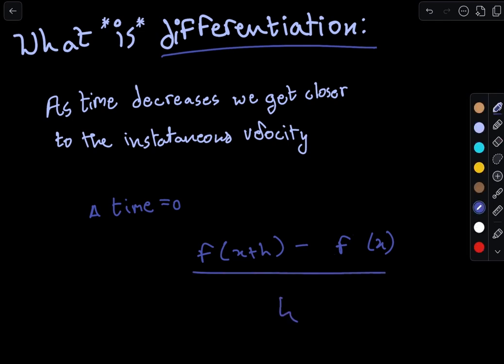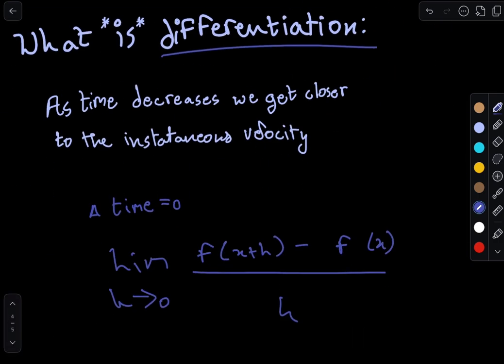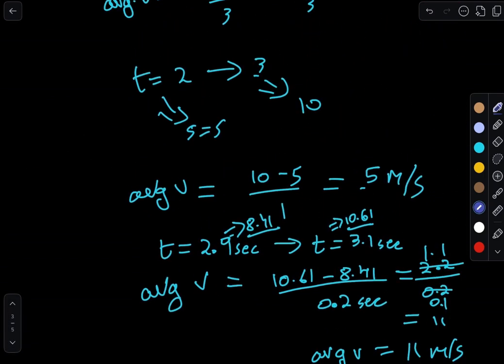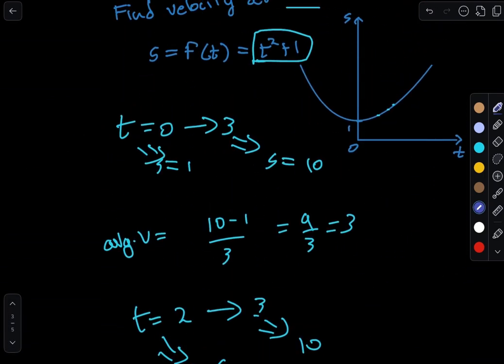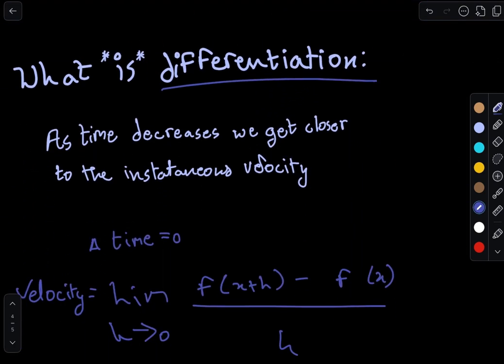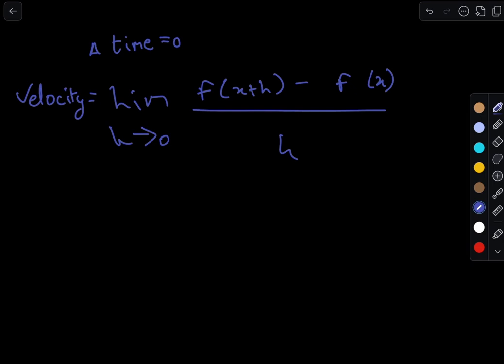So when we say f(x plus h) minus f(x) divided by h in the limit h approaches 0, what did we do here? We decreased the time. This is exactly the same formula, but here h, which is our delta t, is moving closer and closer to 0. At one point, it will be 0 and it's giving us the exact value.